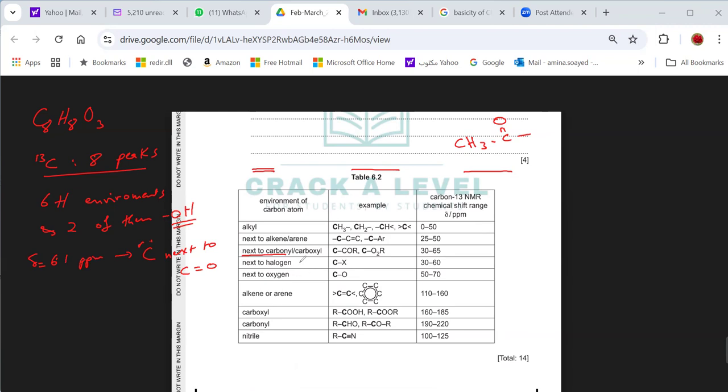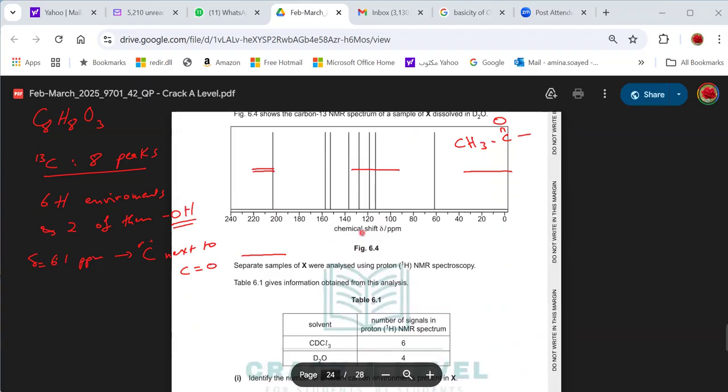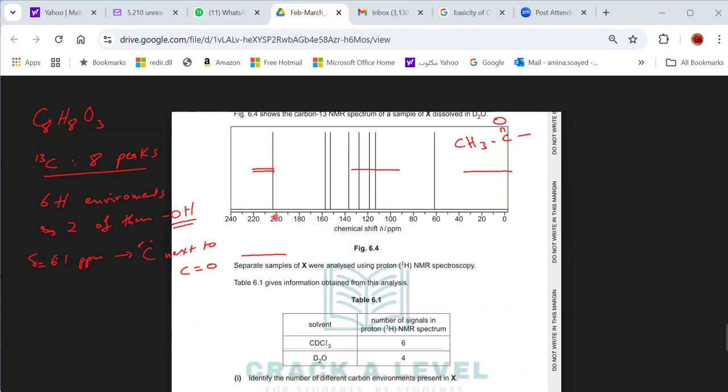Okay, and then we have here a peak between 200 and 220. It's about 204 or something like that, 203, 204. So we have another peak at about 203, 204 parts per million.